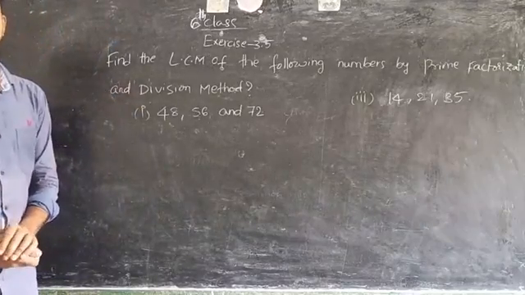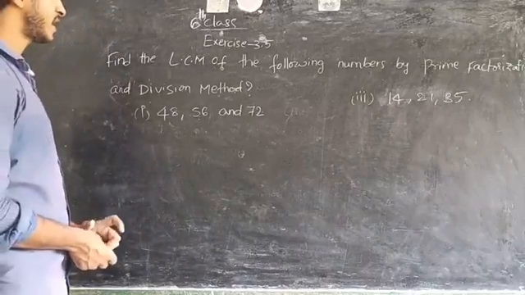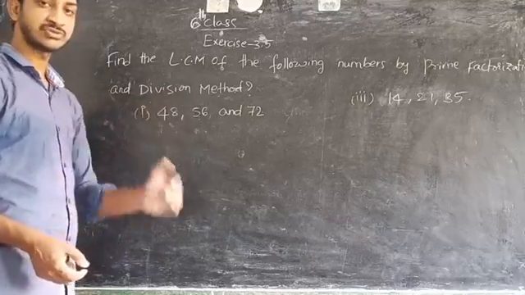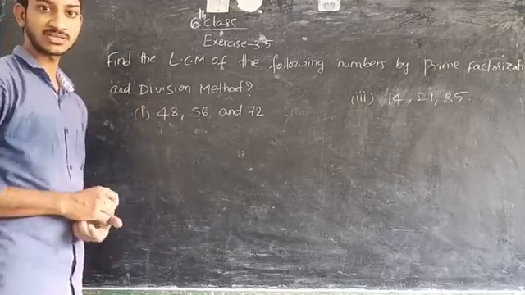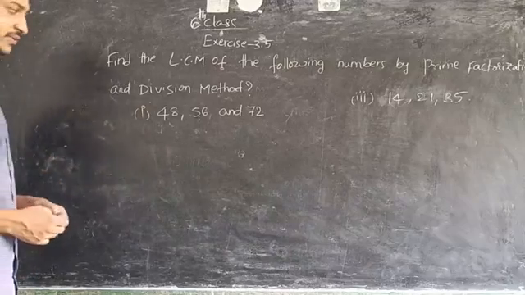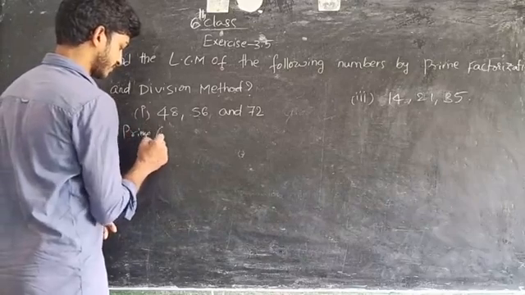Okay, children, this is exercise 3.5 and the first problem in exercise 3.5. Find the LCM of the following numbers by prime factorization method and division method. We have to use both methods for the given problems. See here, the first one is 48, 56 and 72. First, the prime factorization method.